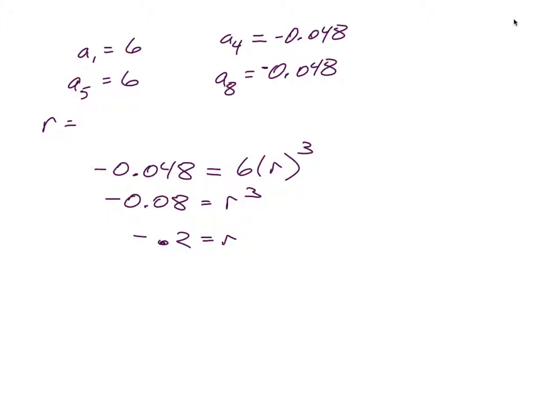What can I do to make sure -0.2 is r? You plug it in. Multiply the a sub 1, 6, by -0.2, take that answer, multiply by -0.2, take that answer, do it again by -0.2, and we should end up with -0.048. So that's how you can verify that it's correct.